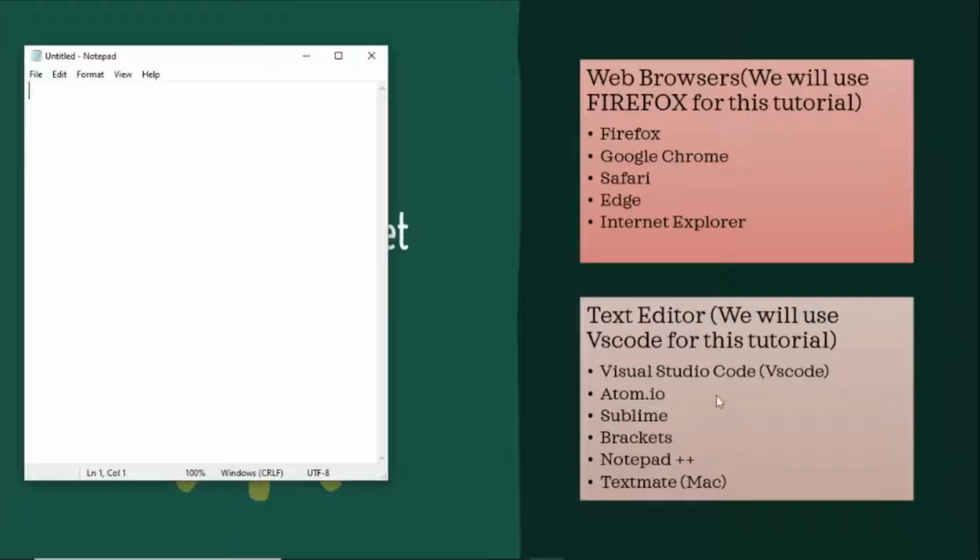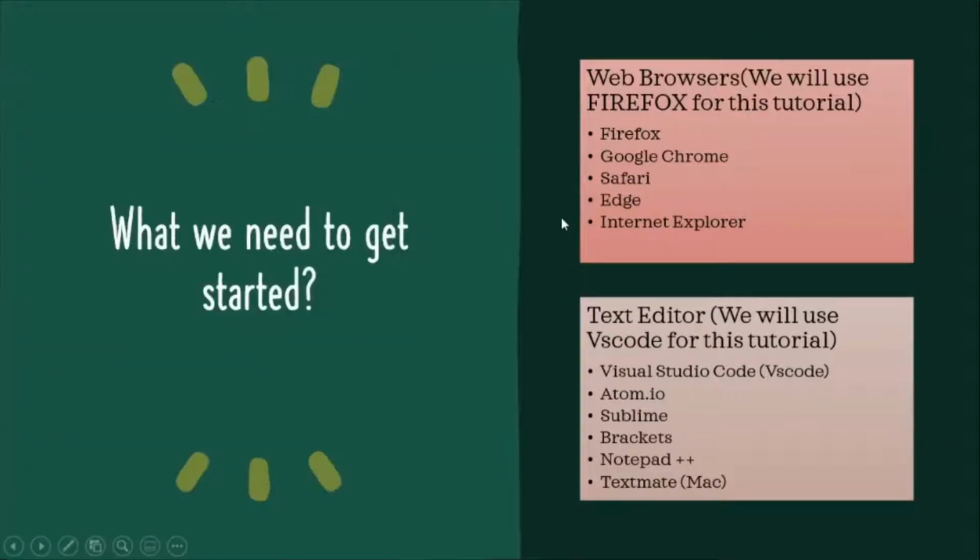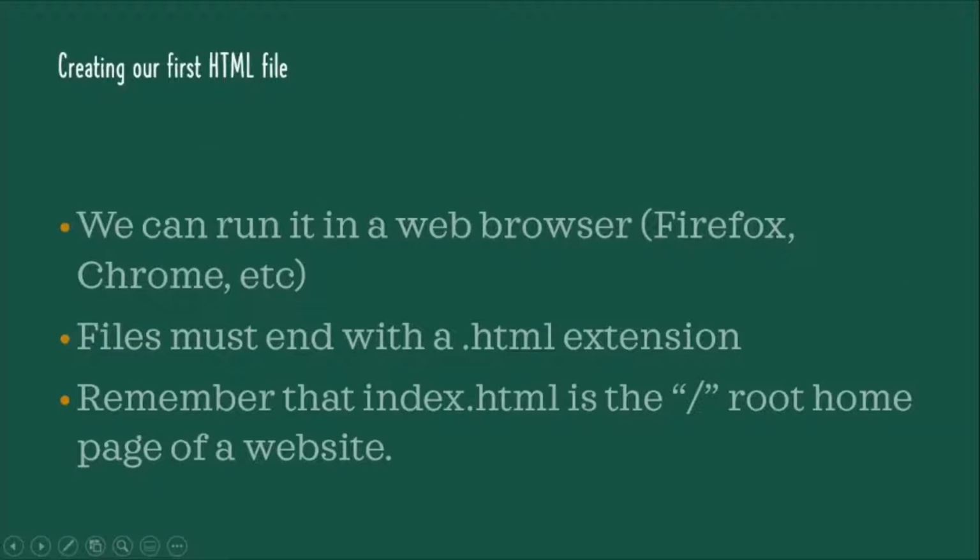I'm going to be showing you how to use Visual Studio Code in this crash course. But just take note, you can simply use a very basic application that is already installed in your operating system, such as Notepad, in writing HTML. Okay? Now, let's go and create our first HTML file.